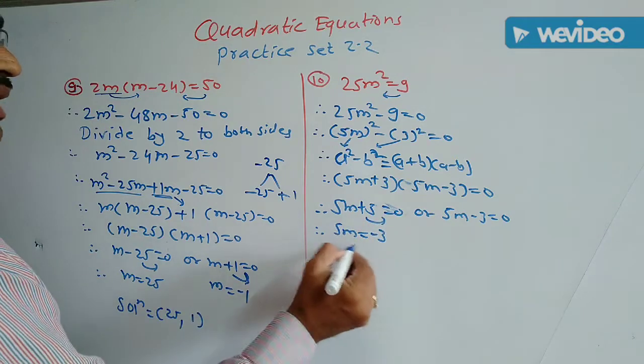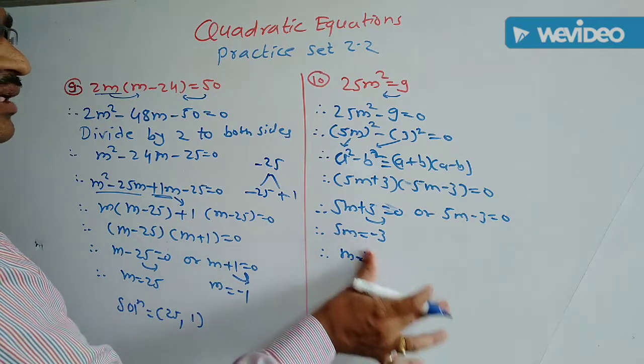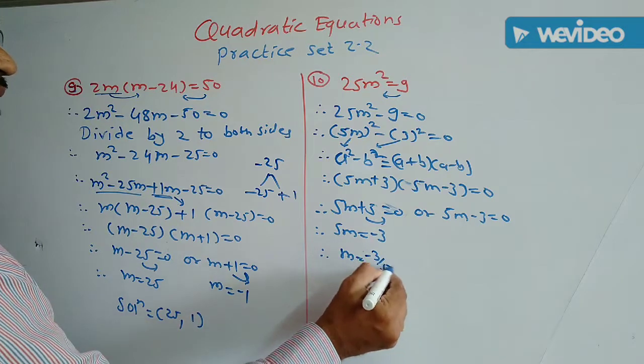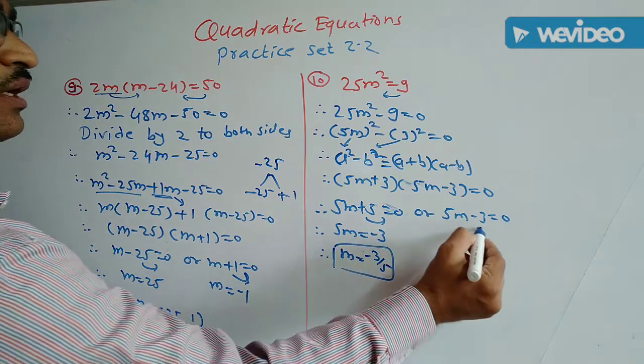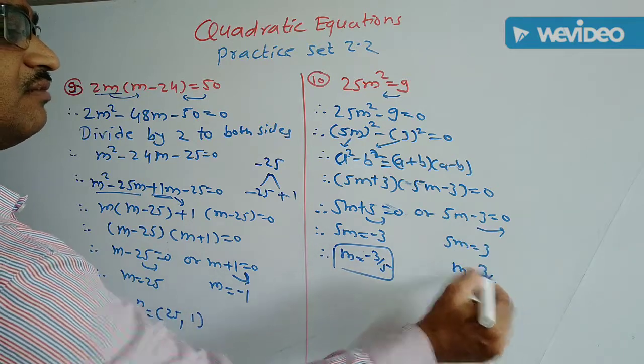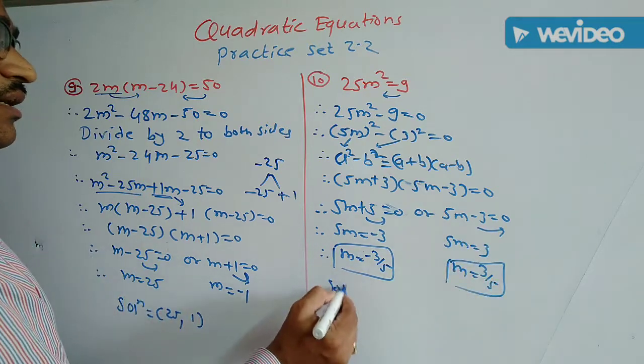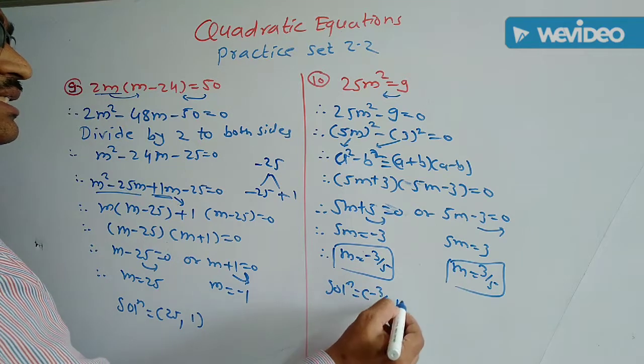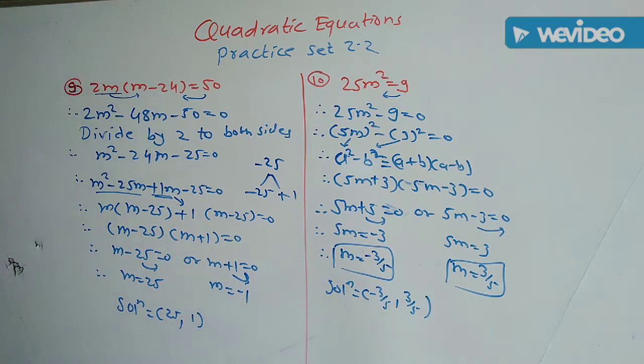Plus 3 gets converted to minus, multiplied 5 gets converted to division, so minus 3 upon 5. Now minus 3 gets converted to plus, multiplied 5 gets converted to division, and therefore the solution is minus 3 upon 5 and plus 3 upon 5.